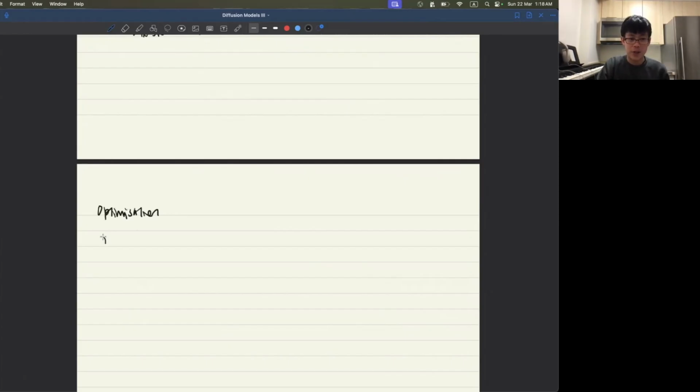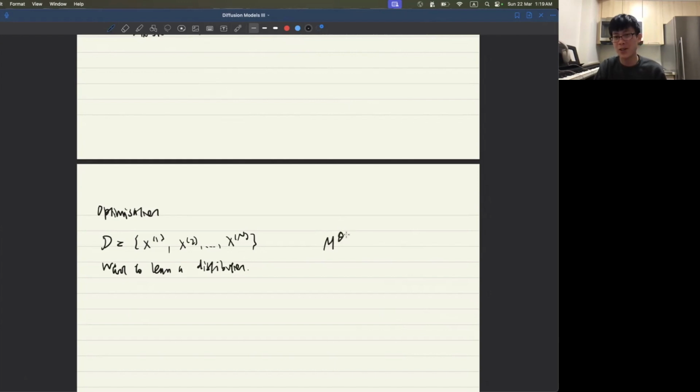I think it is pretty useful to recap the problem. So again, our problem is that we have a data set of images x1, x2, all the way to xn. We want to learn a distribution. We have discussed the diffusion model as a model that maps a probability distribution to a probability distribution, and it has a neural network inside that is parameterized by theta. What is a suitable objective to train this neural network?